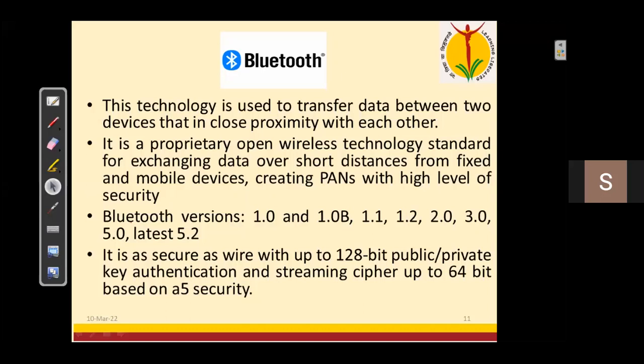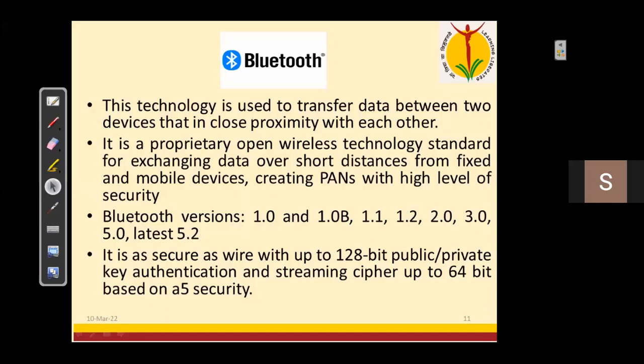Especially for small range, we can use it for exchanging data between two devices, and most of the time you are using it. By using Bluetooth, maybe you are sharing your files, maybe you are sharing your images. Definitely it is creating one network called the PAN, a personal area network, and it is highly secured because both devices are paired with certain codes.